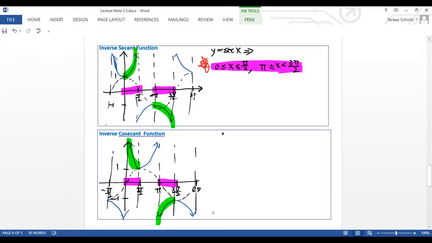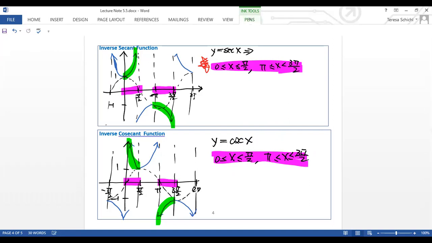So for y equals cosecant x, where are my restricted domains? From 0 to pi over 2, and x is from pi to 3 pi over 2. Be careful about the notation signs here.